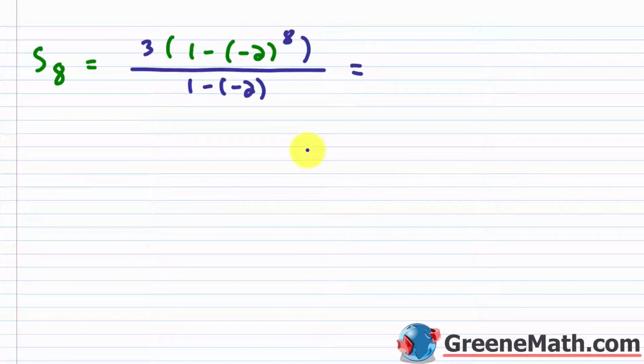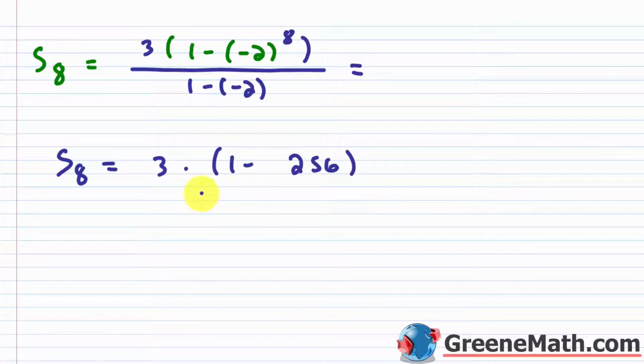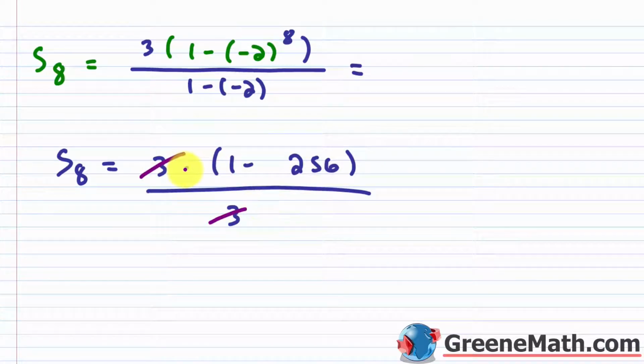We're just evaluating things. So s sub 8 is equal to, we have 3 times, if I did negative 2 to the 8th power, we know that's 256. And then we have 1 minus that, okay? And this is over 1 minus the negative 2, which is 1 plus 2, or 3. Well, before I do anything, remember this is 3 times this amount here. This can be canceled, right? Because this is multiplication. So I end up with just 1 minus 256, which is negative 255, okay? So the sum of the first 8 terms of that geometric sequence would be negative 255.